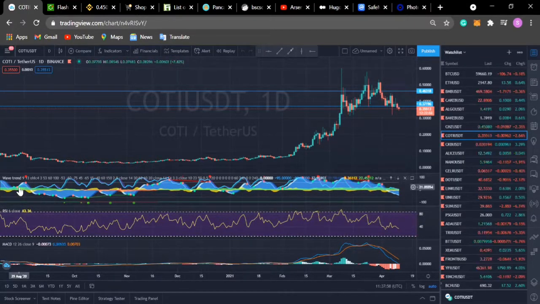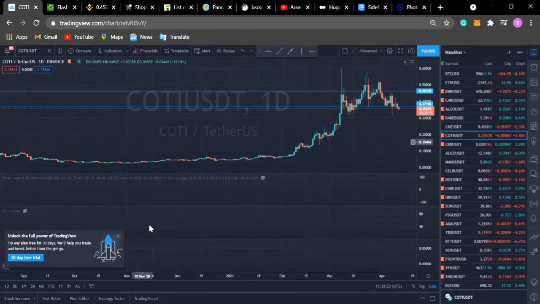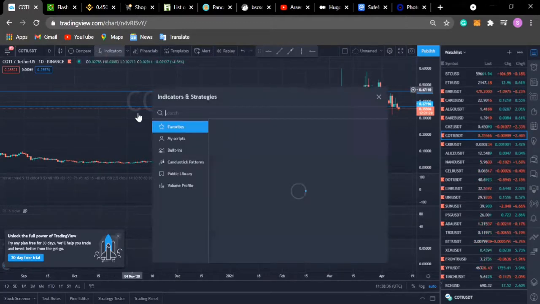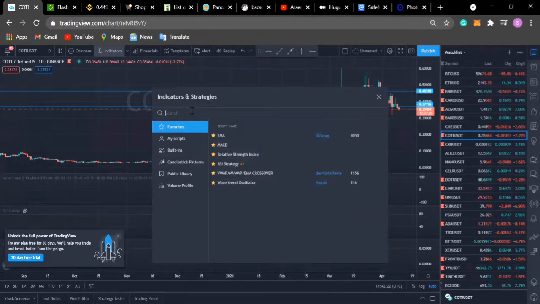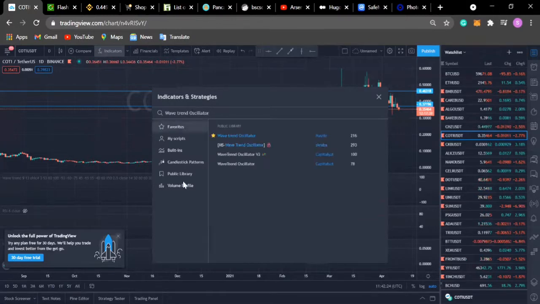Now these are the three indicators I was talking about. The first one is the wave trend oscillator. To get that, you come to indicators and search wave trend oscillator. Make sure it's the wave trend oscillator by Madu, Madu 216. That's the one you need.